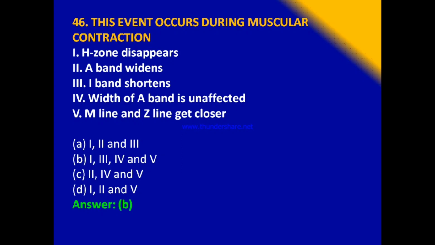So what are the events that occur in muscular contraction? First, H line or H zone disappears, then I band shortens, then width of A band is unaffected, and finally M line and Z line get closer. So what are the answers? I, III, IV and V. So according to these events, option B, that means I, III, IV and V, is the right answer.